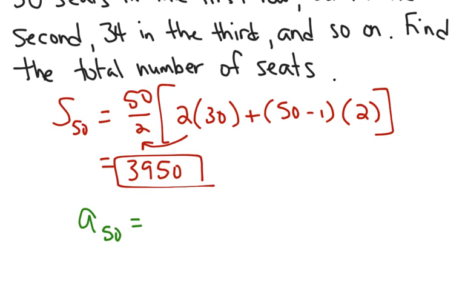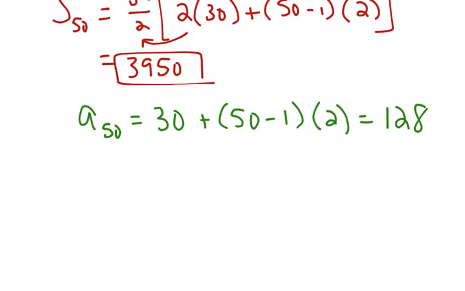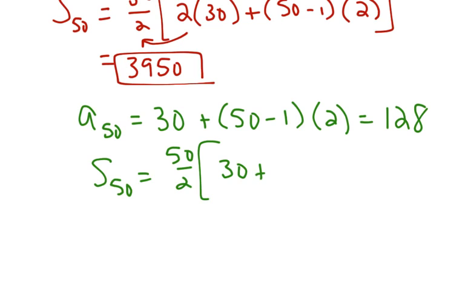But again, you could have first found out how many seats were in the 50th row by doing a sub 1 plus n minus 1 d. And you would have found out that there are 128 seats. And then you could have found the sum of the first 50 rows by doing 50 divided by 2 times a sub 1 plus a sub n. And you would have ended up with the exact same answer.